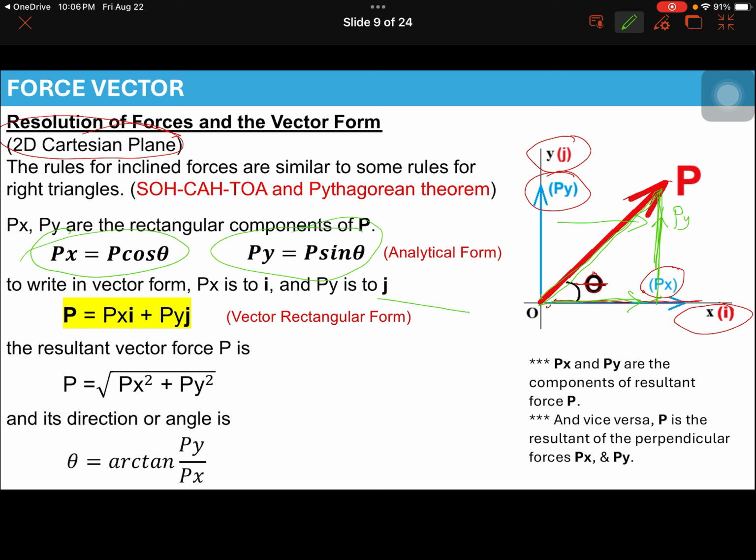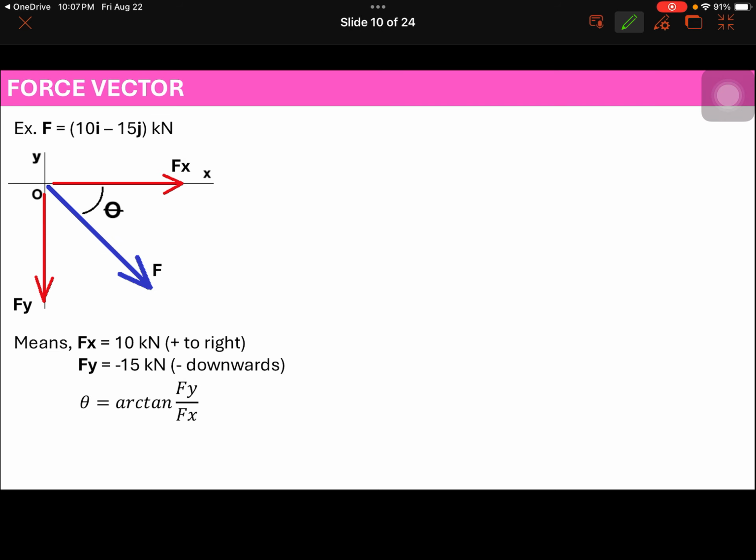So, to write yung vector in rectangular form niya, yung Px partner ni i, yung Py partner ni j. And then, kung vice versa naman, kunwari, ang given ay Px and then Py, you can use Pythagorean theorem to get yung resultant na P. And then to get yung theta, you can take arctan of Py over Px. So, let's use yung mga formulas natin sa 2D force vector. So, eto yung binigay lang niya. And then, kunin daw natin ang resultant.